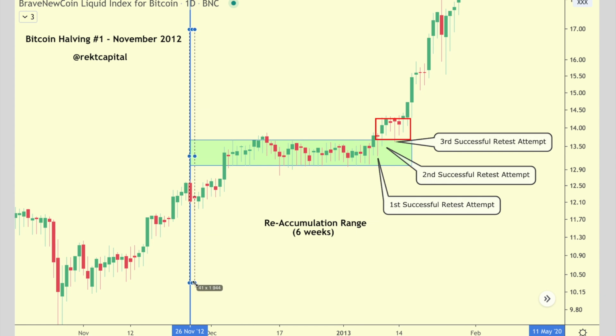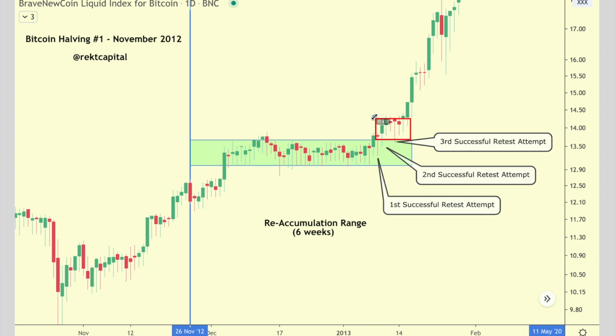Here's halving number 1 in November 2012, and you can see that there is a reaccumulation range that lasts 6 weeks. But of course, one of the historically recurring tendencies is for a breakout to occur from this reaccumulation range, and then for price to actually retest the top of this reaccumulation range as a new support before rallying towards the upside. And in fact, on 3 separate occasions, you have a successful retest attempt of this level as a new support before springboarding to new price levels.